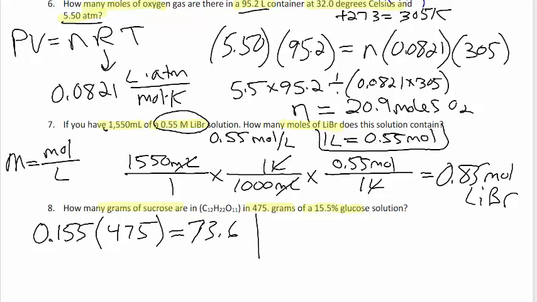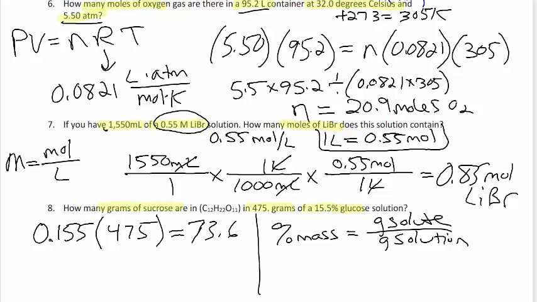If you have trouble remembering that, again, on your equation sheet, it gives you that percent mass of a solution is equal to the grams of solute over the grams of solution. It's always part over whole for percentage. If you remember doing percentages like when you first learned them, a really good trick is to just put that over 100. So like 15.5% is the same thing as 15.5 over 100.